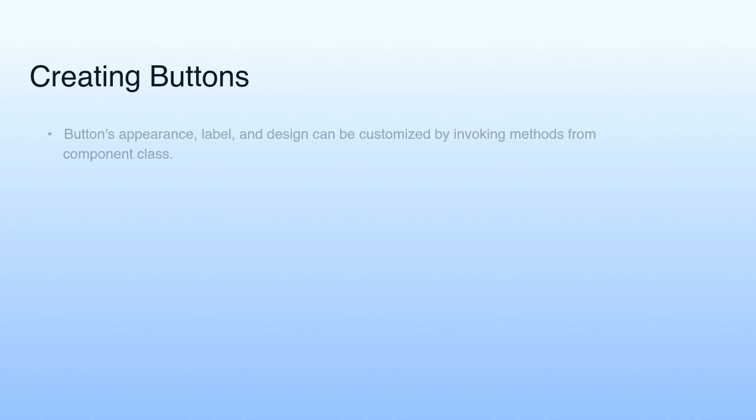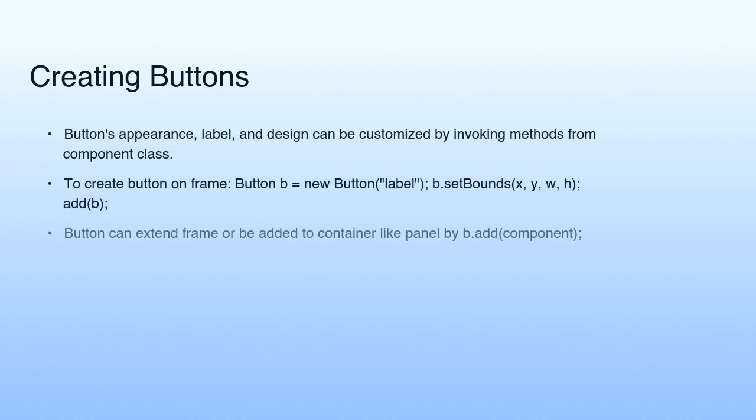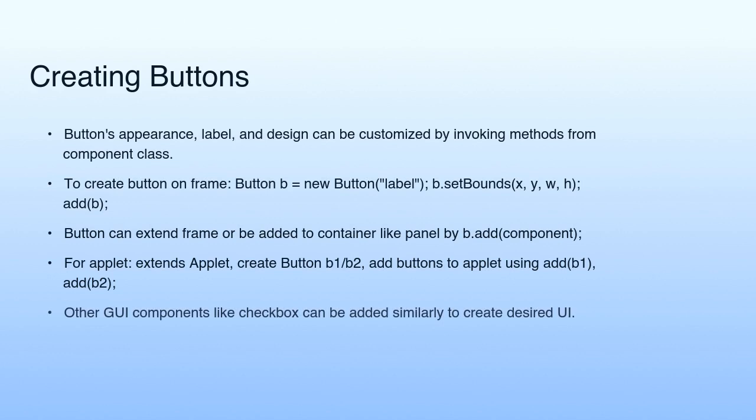In AWT, the appearance, label, and design of a button can be customized by invoking methods from the component class. To create a button on a frame, instantiate a button with a label, set its bounds using setBounds, and add it to the frame using the add method. A button can extend a frame or be added to a container like a panel. In an applet, extend the applet class, create button instances, and add them to the applet using the add method. Other GUI components like checkboxes can be added similarly to create the desired UI.